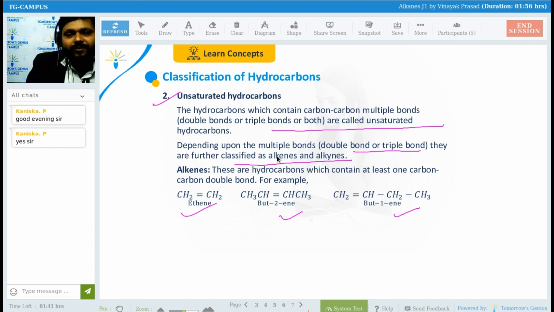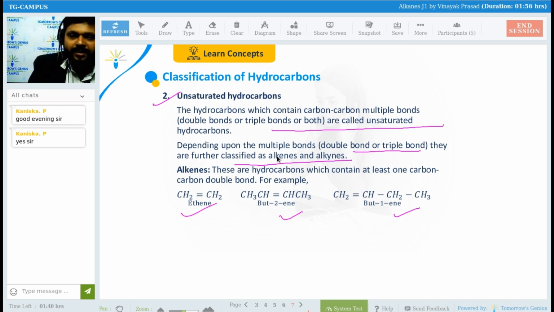And why are we seeing ENE and YNE? They are the double bond between carbon atoms, not between carbon and hydrogen or carbon and oxygen, right? Carbon can form a double bond with oxygen, but it will not be an alkene. Alkene will be when there is a double bond between carbon and carbon only, and alkyne will be when there is a triple bond between carbon and carbon only.